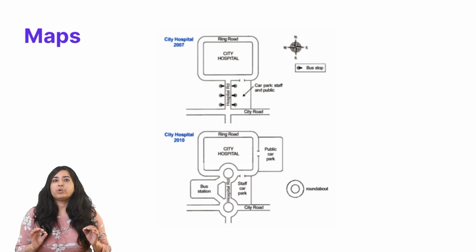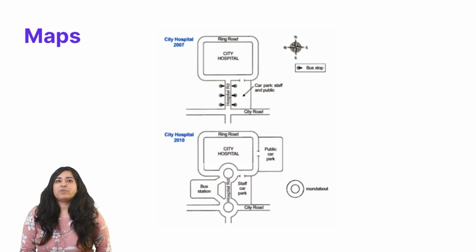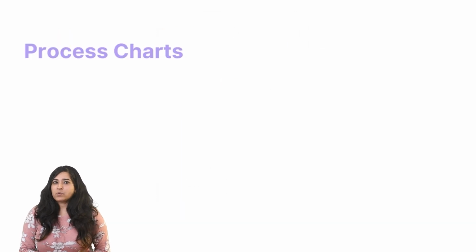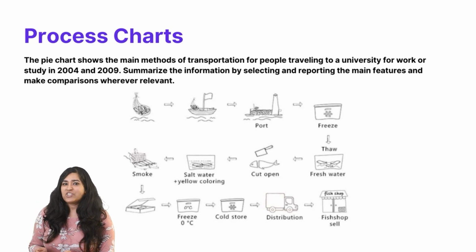This question type will include a map where again you will have to select and report the main features and make comparisons wherever relevant. The question could look something like this. Now, the fifth question type you could face for the IELTS Writing Academic Task 1 are process charts. Again, as it suggests, you will have to explain a process as well as report the main features.